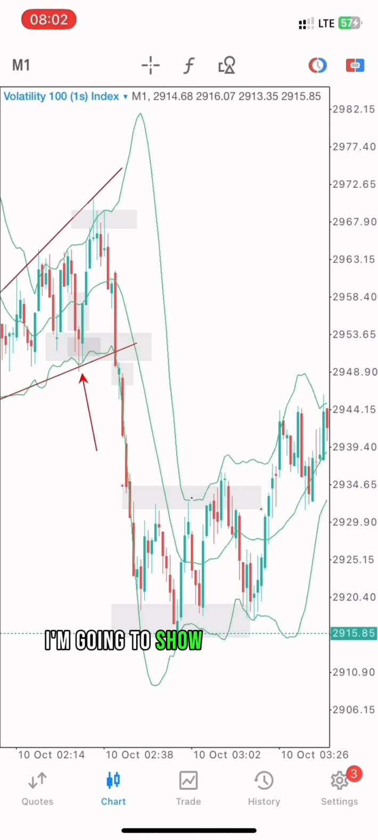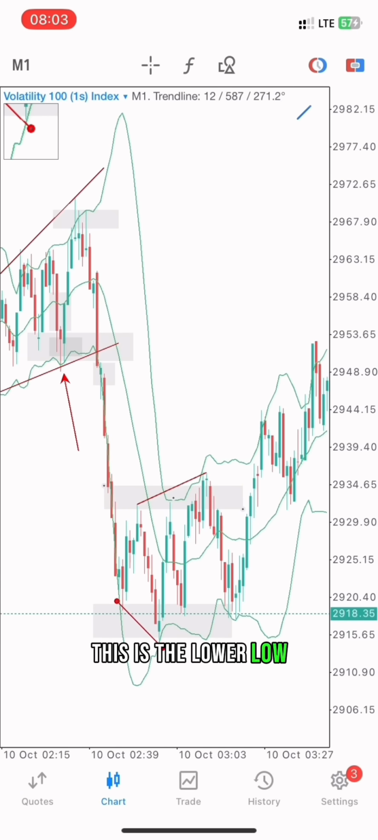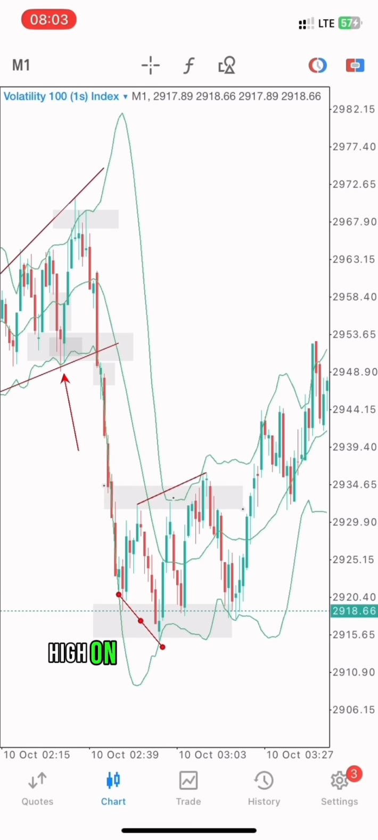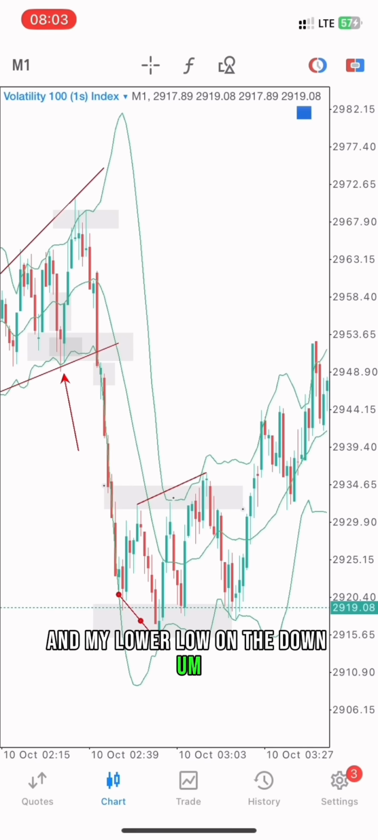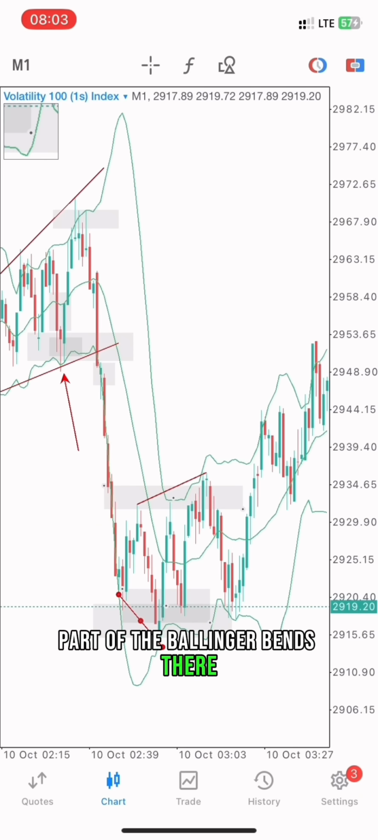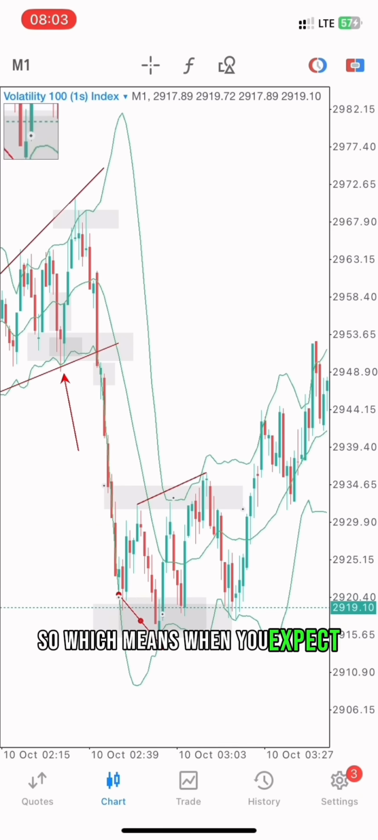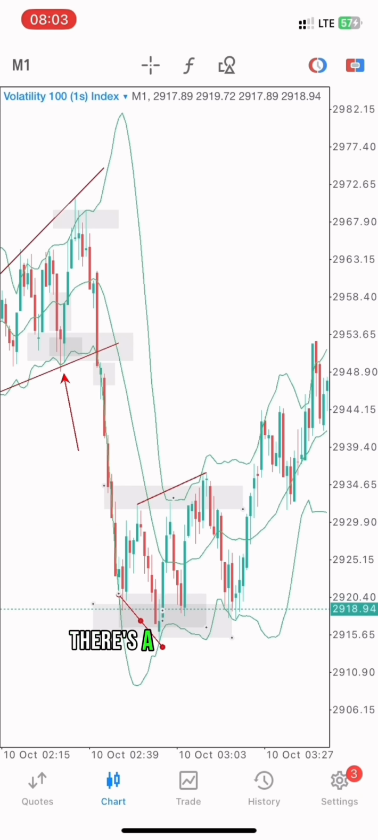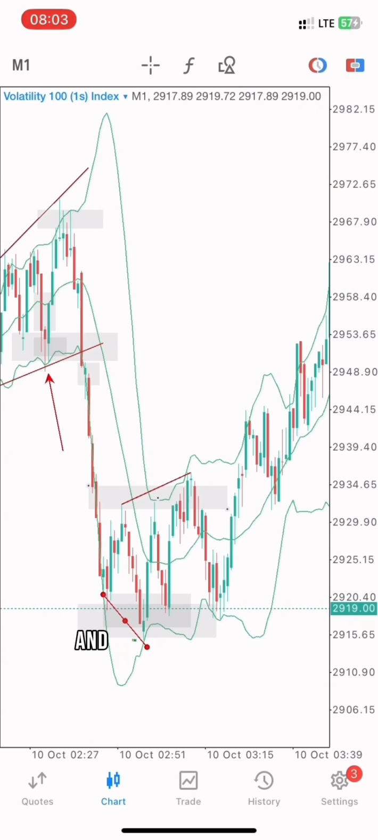So this is the Quasimodo, this is the lower low, and I've drawn my higher high on the top Bollinger Band and my lower low on the down part of the Bollinger Bands there. So when you expect a lower low, there is a head in the left shoulder, which means there's going to be a right shoulder. So I draw my left shoulder there, and then when the right shoulder comes, I then buy.